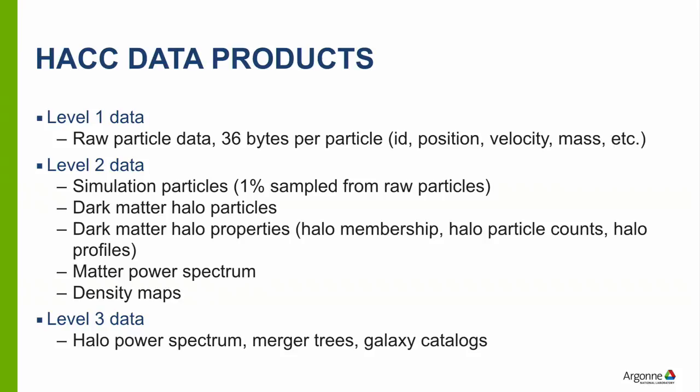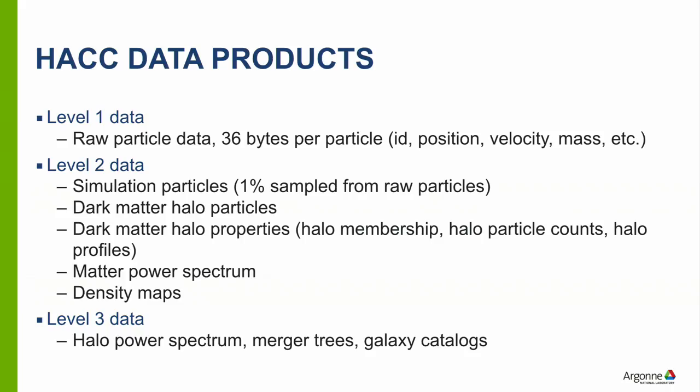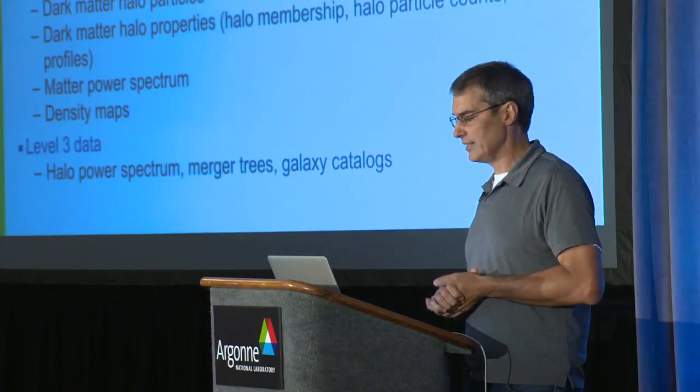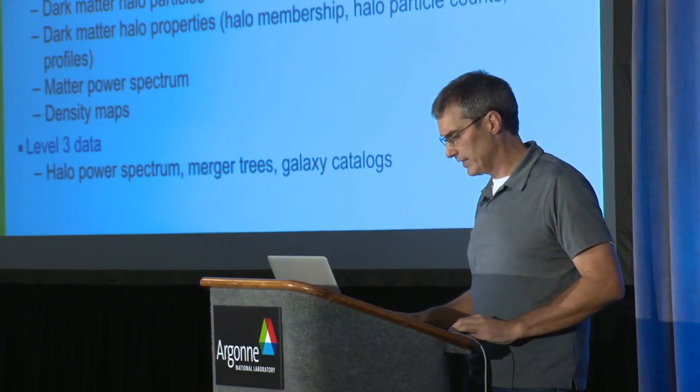Merger trees, which look at how halos, galaxy clusters, behave over time through the simulation, whether they come together and they merge into one, or they cross and then they part again. And then galaxy catalogs, which feed into later analyses, for reconciliation with, say, the observational data.